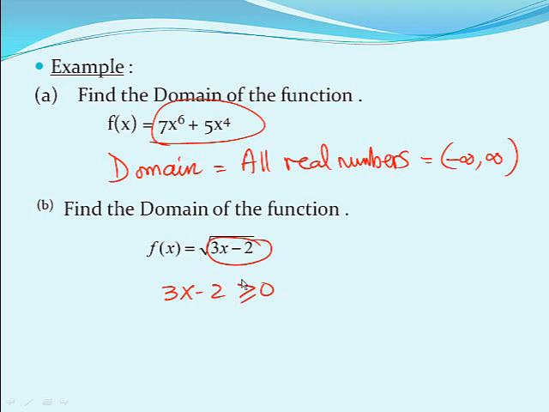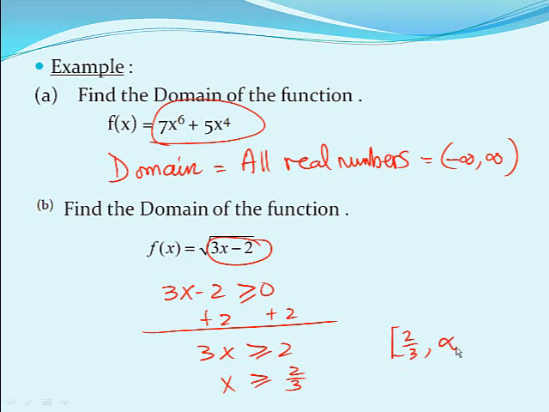This is a kind of condition on x. If we add 2, we will get 3x greater than or equal to 2. So if I divide by positive 3, I will get x greater than or equal to 2 over 3. So the domain in the second example will be all real numbers greater than or equal to 2/3, also written as the interval 2/3 to infinity.